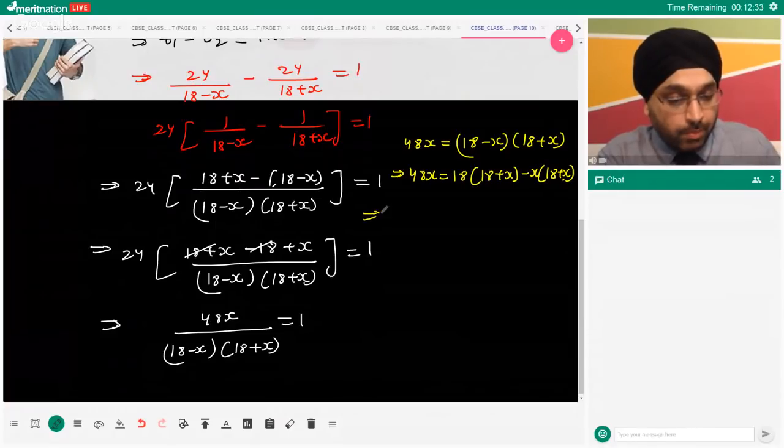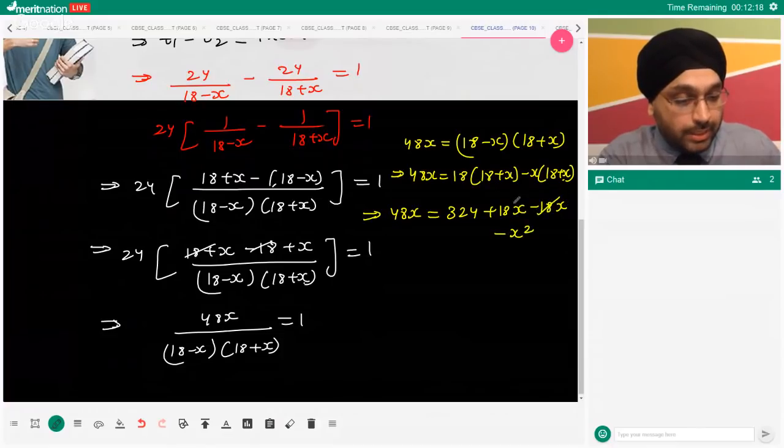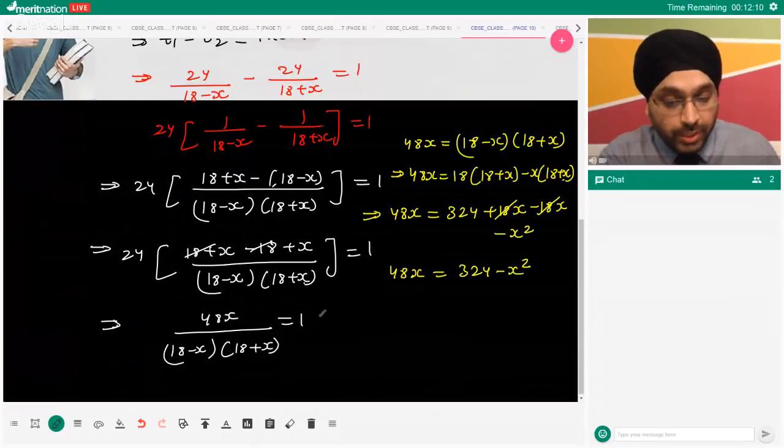So that will come out to be 48x equals, we have 18 into 18. We just need to open the brackets, right? So 18 into 18 is 324. So plus 18x, we have minus 18x, then we have minus x squared. So again, guys, this and this will cancel out. So we are left with 48x equals 324 minus x squared. Now, guys, we just need to rearrange the equation. So this will come out to be x squared.